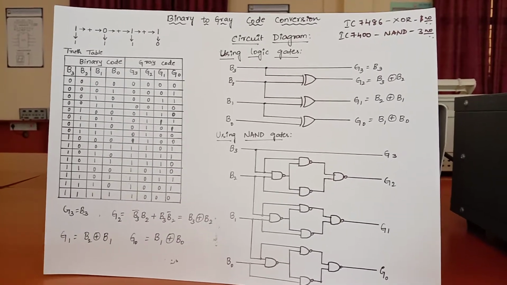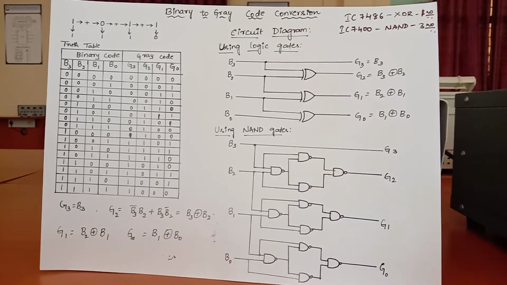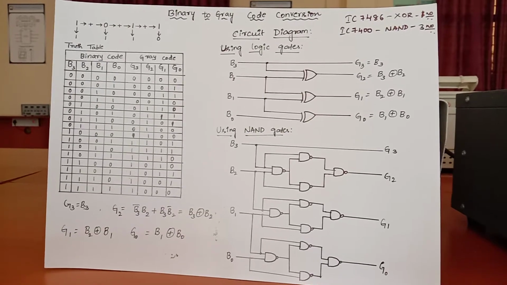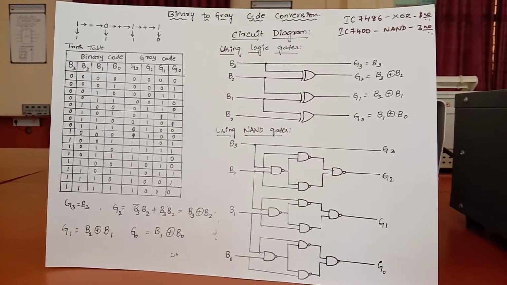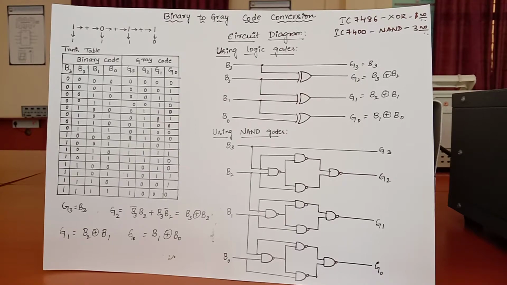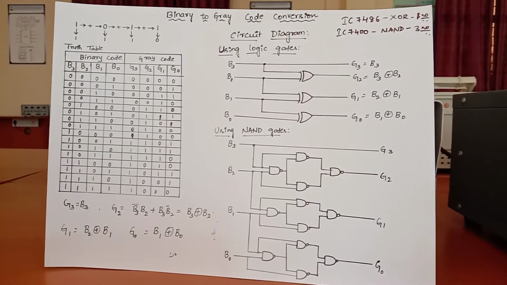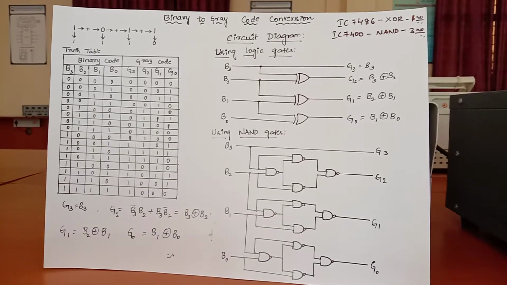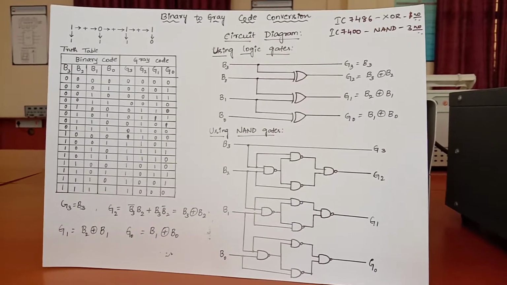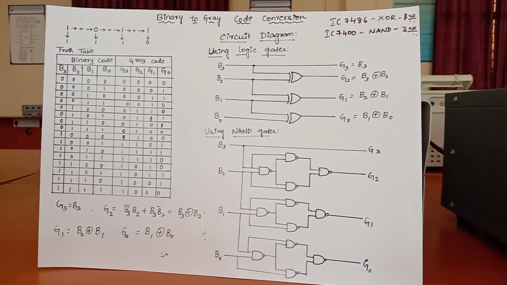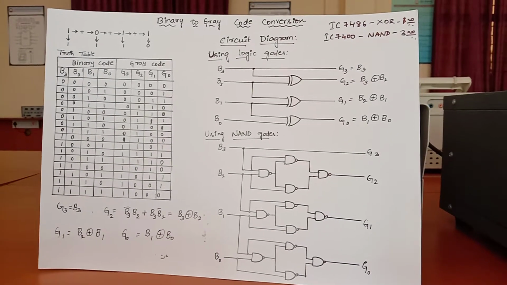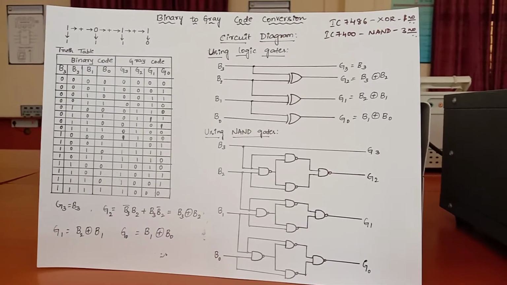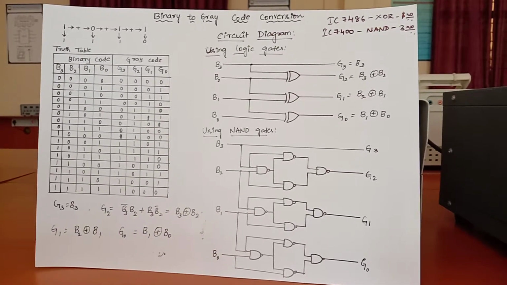So in today's class we are going to discuss the experiment on binary to gray code conversion and vice versa, that is gray to binary code conversion. So in this video let us discuss binary to gray code conversion. Here we are going to convert a binary number to a gray code. In binary we know there are only two bits, zeros and ones, that is only logic 1 and logic 0. So this binary input will be converted into a gray code.